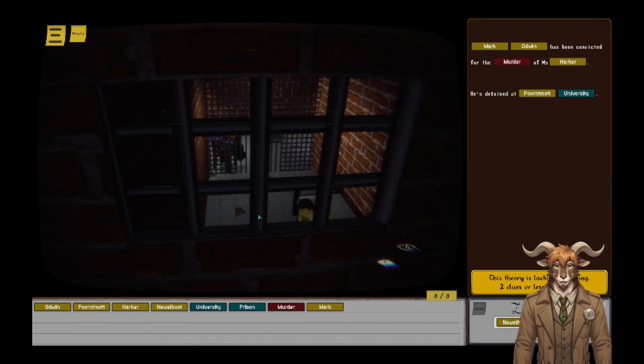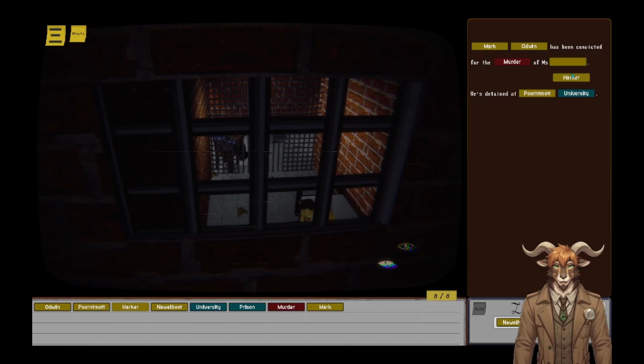Mark Godwin has been convicted for the murder. So this one's definitely murder and this one's definitely Harker. And this one's definitely Mark Godwin, right?